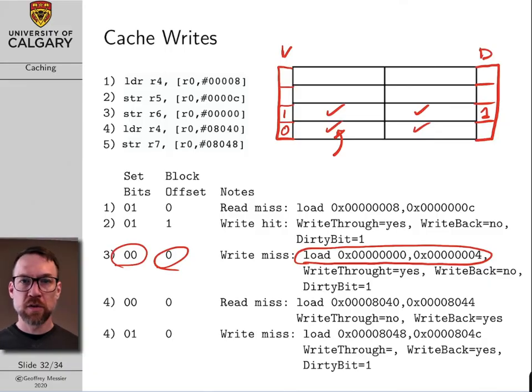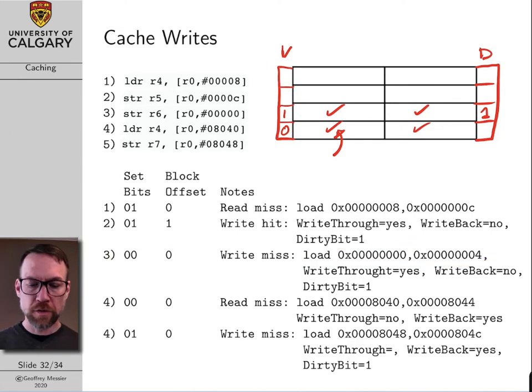You could imagine more efficient ways to do this. But for conceptual purposes, let's just assume that we read it in and then we change the value we want to change. Okay, so now after our load and our write, our valid bit is going to be equal to 1. And if we were using the write back, our dirty bit would be equal to 1.